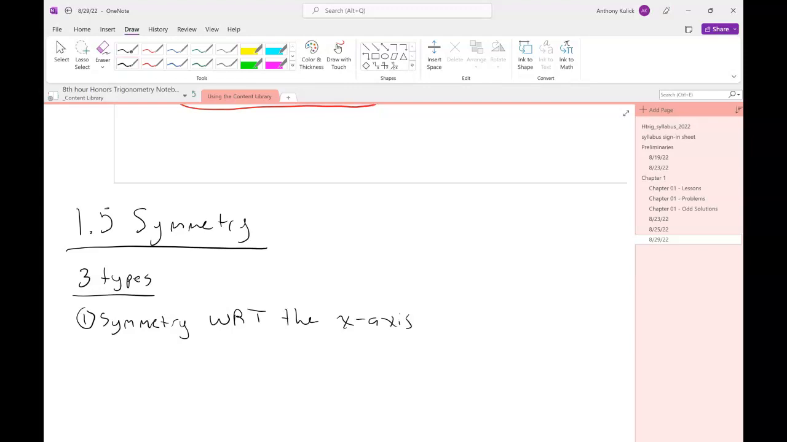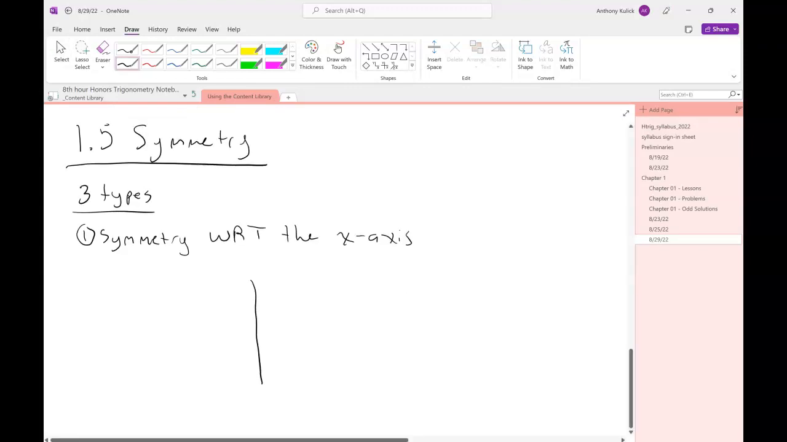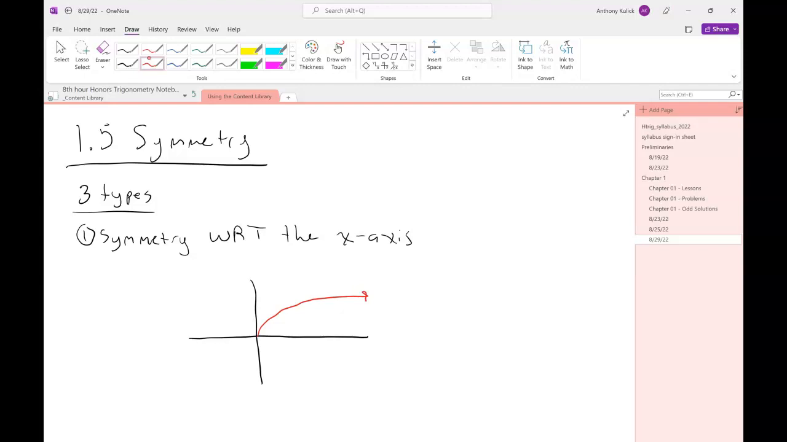So we have symmetry with respect to the x-axis. So what is that going to look like graphically? It would look something like this. What should you be noticing? That if I take the stuff above the x-axis and I reflect it across the x-axis, I should get exactly the part of the graph that's below the x-axis. And vice versa, right? The x-axis acts like a mirror. You guys cool with that? Okay.